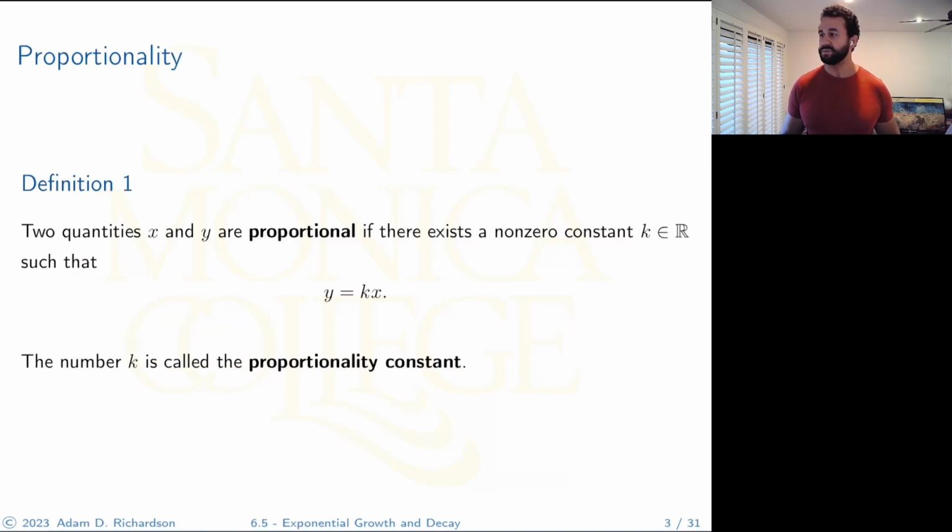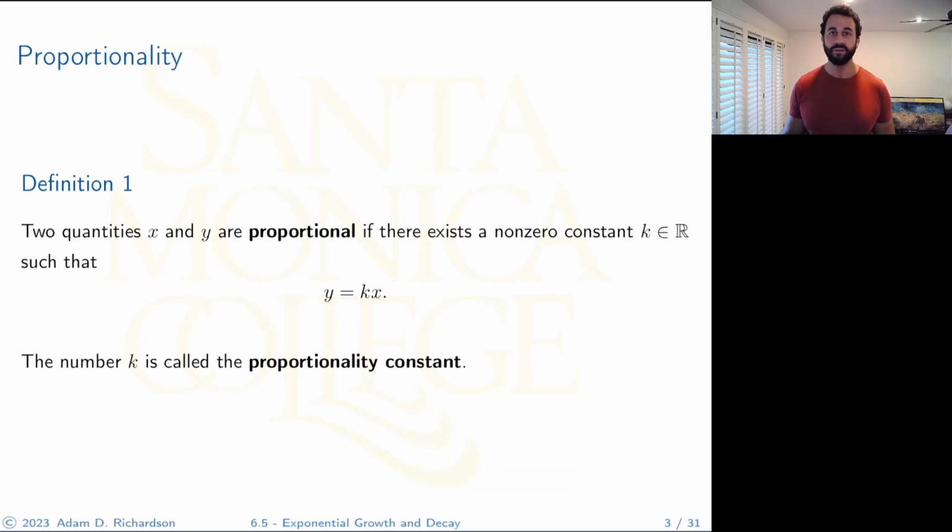What does proportionality mean? Two quantities x and y are said to be proportional if there's a non-zero constant k, a real number k, such that y is equal to k times x. So this is what it means for two things to be proportional. Basically, if you want y, you take x and multiply it by some number k. k could be any non-zero real number.